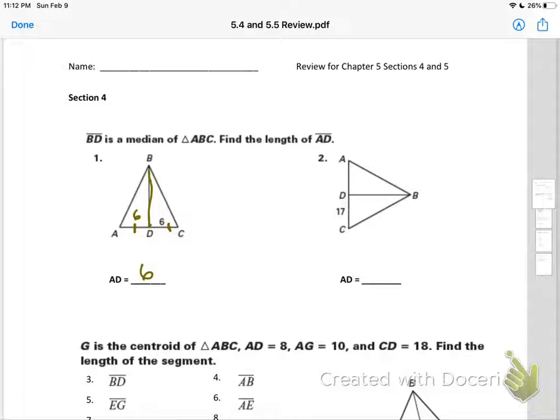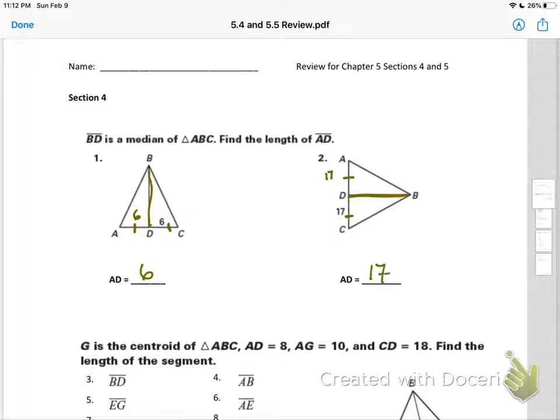Now be careful about the lettering. If they had asked for AC, you would have said 12. Similarly over here, find the length of AD, and once again, BD, this line right here, is a median. So when you get a median, you can have two equal parts. So this is a pretty easy question because if DC is 17, then so is AD.